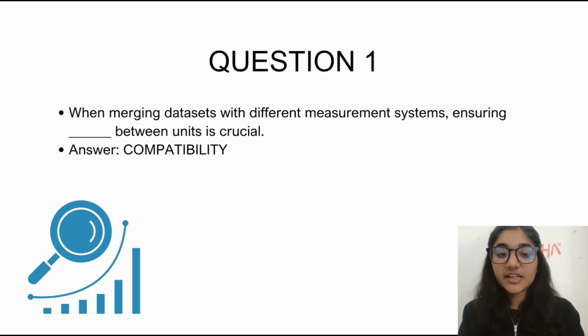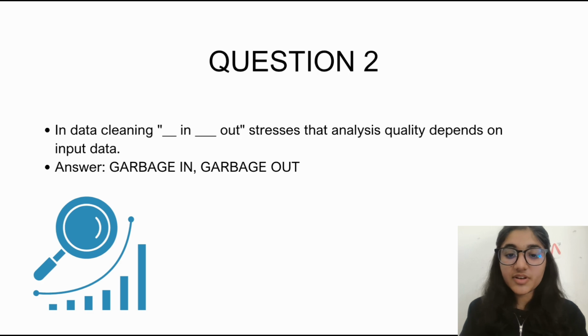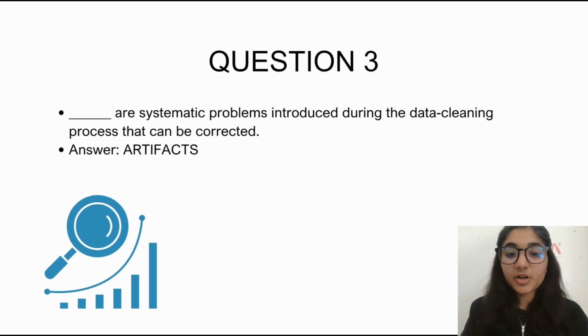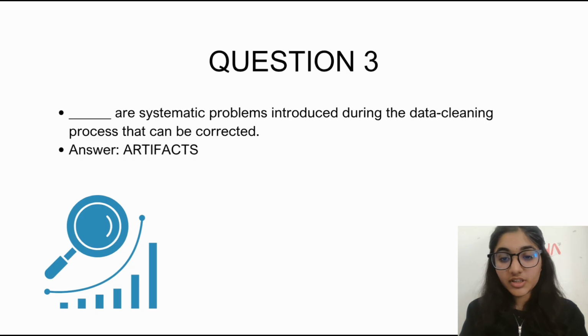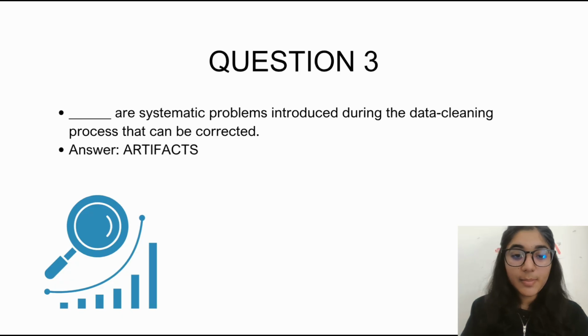Then, question 2 is, in data cleaning, garbage in and garbage out stresses that analysis quality depends on input data. The question 3 is, what are used for systematic problems introduced during the data cleaning process that can be corrected? So the answer is artifacts.